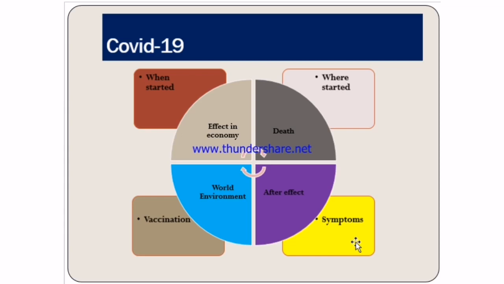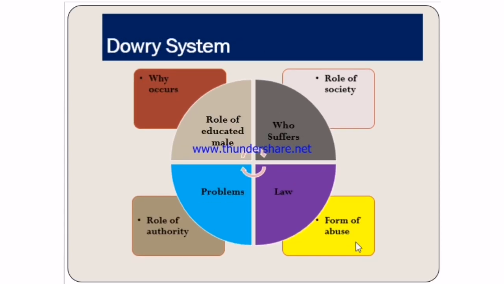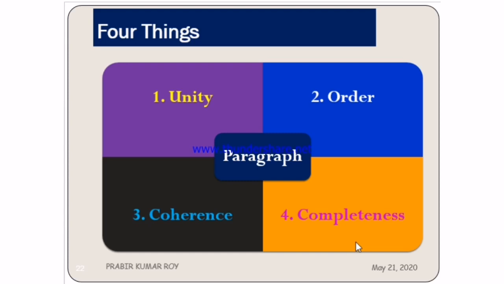Now in a paragraph there are some other important things also. Yes, it's very important, 4 things. They are unity, order, coherence, and completeness. Now what are they? Please just have a look at this.